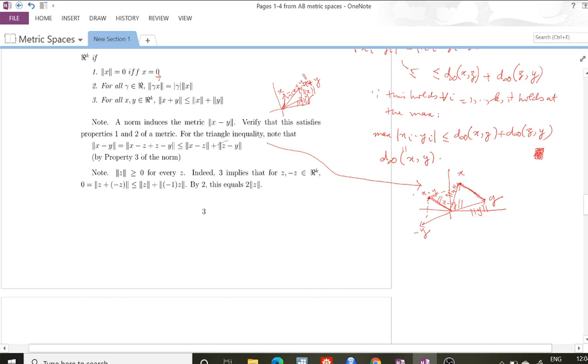Okay? So notice that x minus y is just x minus z plus z minus y. So now if you regard this as two vectors, x minus z and z minus y, and you apply this triangle inequality for norms, then it's going to say that norm of x minus z plus z minus y is less than or equal to norm x minus z plus norm z minus y. Okay?